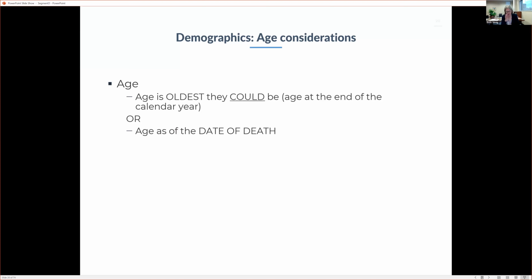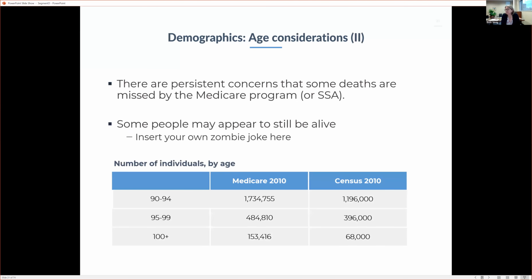And often if you care about precise age, you can calculate it yourself with date of birth. But if you don't care about it, if that's close enough, you can use age. There are persistent concerns, and this is one I do want to acknowledge, that some deaths have been missed by the Medicare program. And so some people are not listed as dead, and you're like, well, this makes no sense. We can talk about zombie jokes. I think there used to be an Onion headline about that.